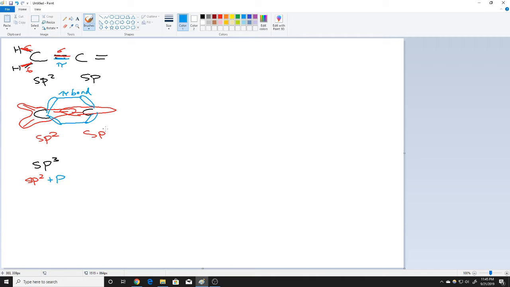Right, so I just want to make sure you understand how it works. The sigma bond is on the original hybridization of sp2, and then the pi bond is actually using the leftover orbital to make that bond. So that's the overall structure of the two.